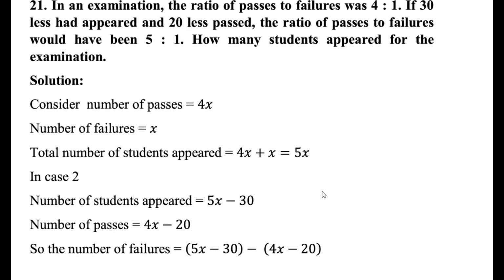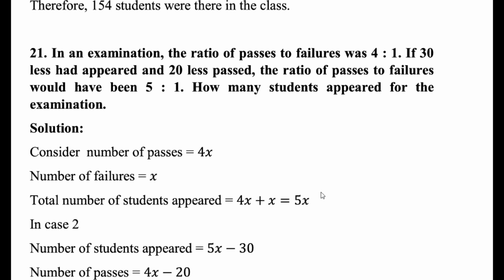In an examination, the ratio of passes to failures was 4 is to 1. If 30 fewer had appeared and 20 fewer passed, the ratio of passes to failures would have been 5 is to 1. How many students appeared for the examination? That is the question.